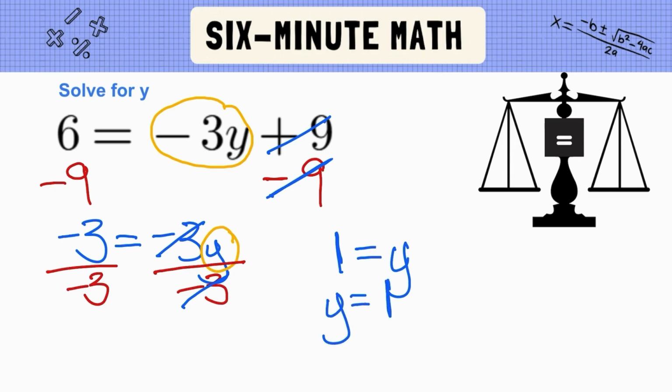The reason that these negative 3's cancel each other off, but the ones on the left side don't, is because of this variable. If it is attached to something, you don't need to write the coefficient of 1.